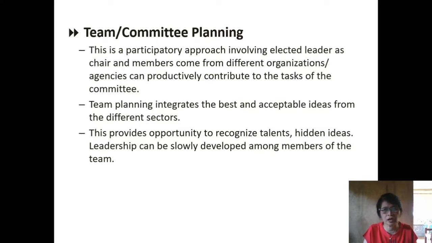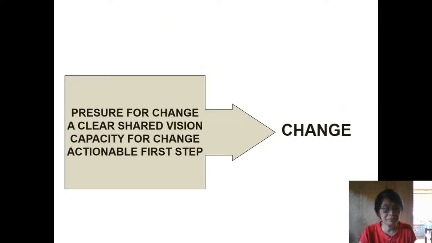So if we could summarize, there are four approaches of planning. First is the top level planning. The second is the grassroots planning. And then you have the joint planning of the first and the second. And the last one is the team and committee planning.